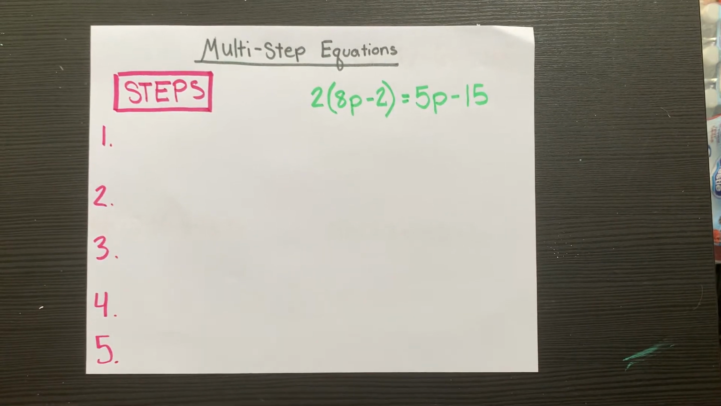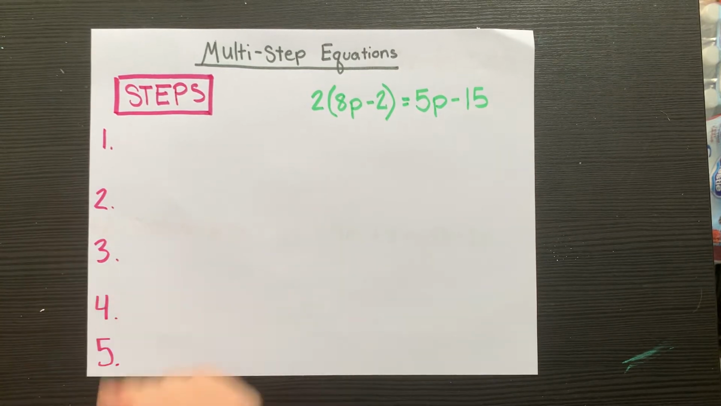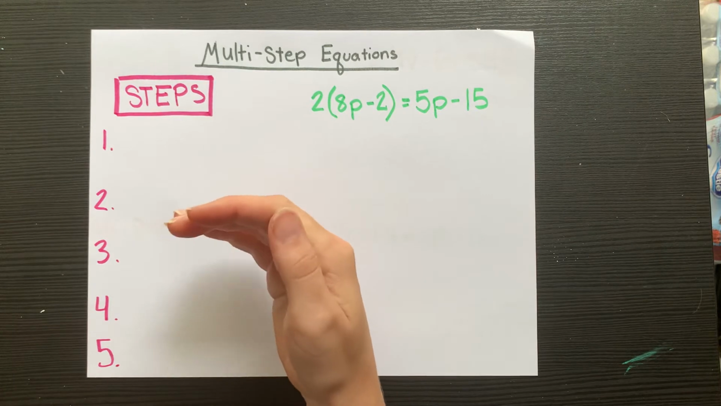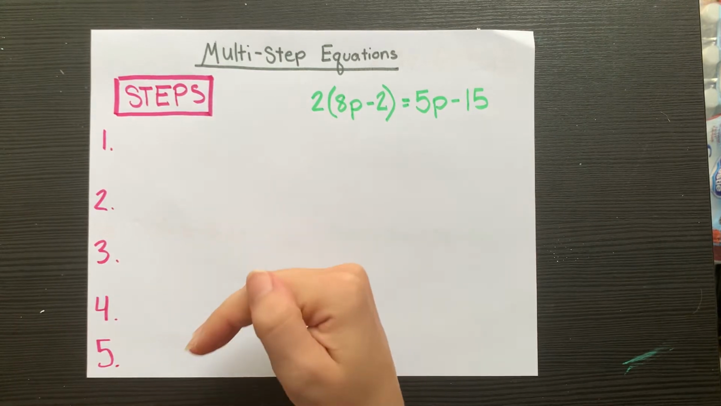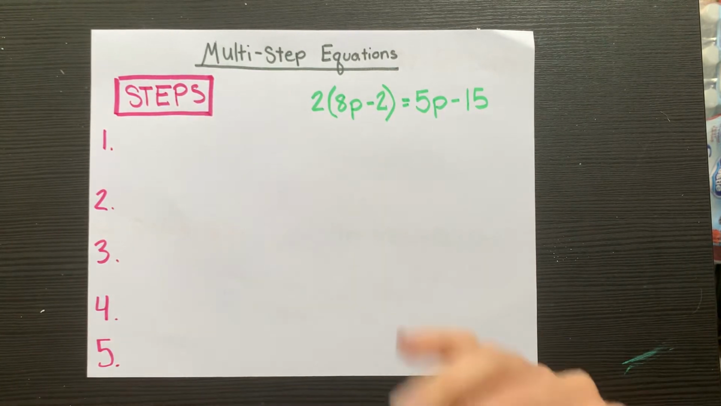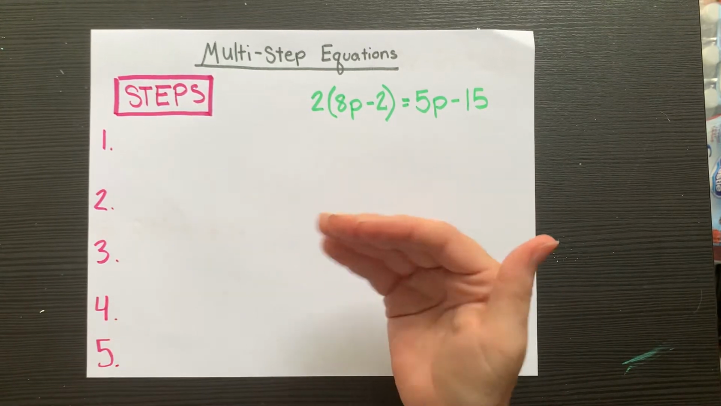So we're going to learn how to do some multi-step equations. First we're going to go over what the steps are. You won't always do all of the steps. This is just a way to help you know what to do first. You can skip steps if the equation doesn't need you to do the steps. So we'll talk about that.